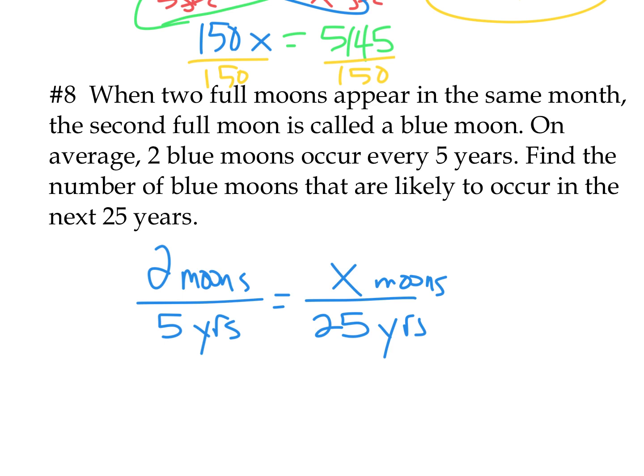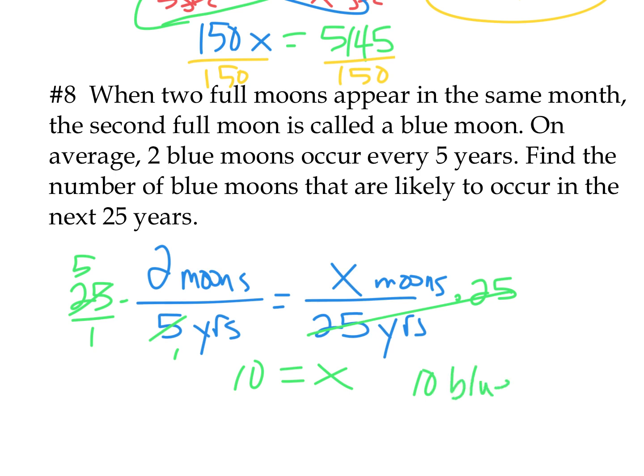You could solve this either way you wanted, cross products or multiply by 25 on both sides. So if you multiply by 25 on both sides, okay, that cancels out and it gives us the X by itself. 25 over 1, that would be 1, and 5, that would be 10 blue moons. So 10 blue moons would be expected in 25 years.